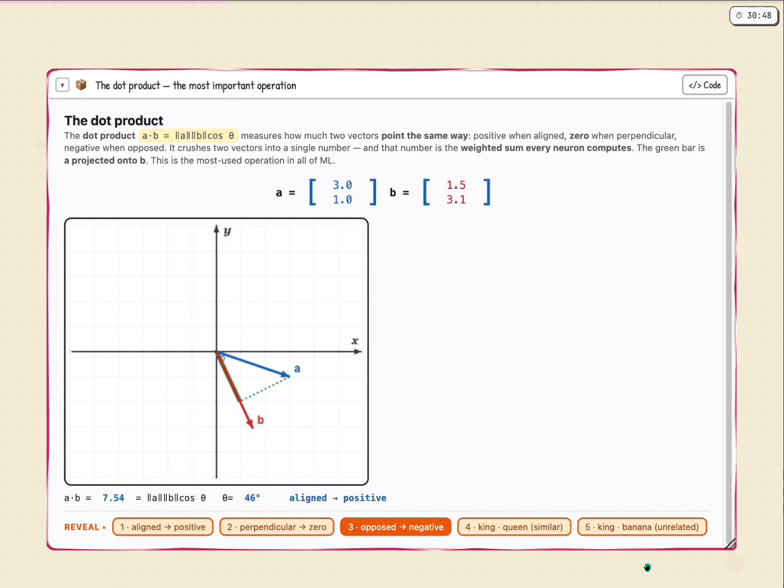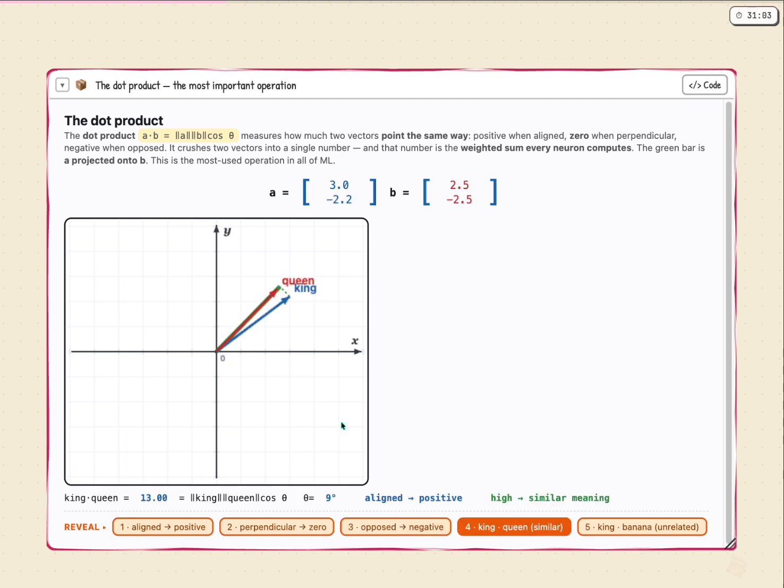And the real-world payoff, this is how machines measure whether two words mean similar things. In word embeddings, the technology behind Word2Vec, every word is a vector, and the dot product between king and queen is high because they point in similar directions, while king and banana is low. And in the attention mechanism inside every large language model, the model decides which words to focus on by taking dot products between queries and keys. When ChatGPT figures out which earlier word a pronoun refers to, that is a dot product. This one little operation is the heartbeat of modern AI.